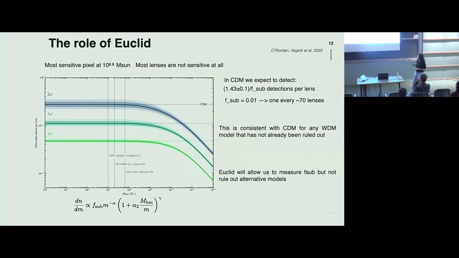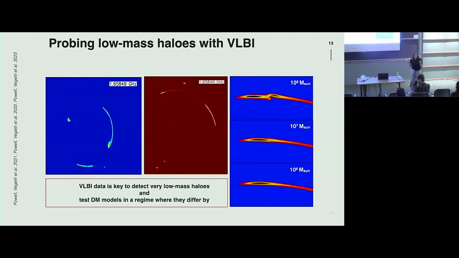And the other thing that I'm really excited about is that Euclid is going to allow us to study the mass distribution of lens galaxies, so that we can start getting a handle on one of the biggest systematic errors and uncertainties in our lens modeling. But as I said, we really want to do better, and at the moment, the only way to probe the halo mass function in the regime of 10 to the 6 with gravitationally lensed extended objects is to use very long baseline interferometry.